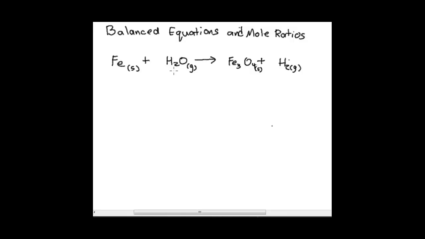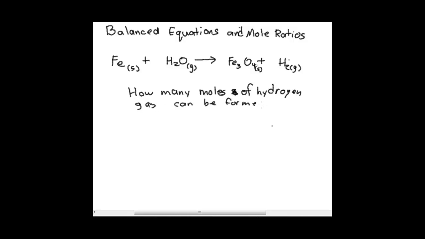Let's look at balanced equations and mole ratios and how they help us with stoichiometry. So let's say we're given this equation, and then we're asked some question about, let's say, how many moles of hydrogen gas can be formed from 3 moles of iron. So let's say that's our question.